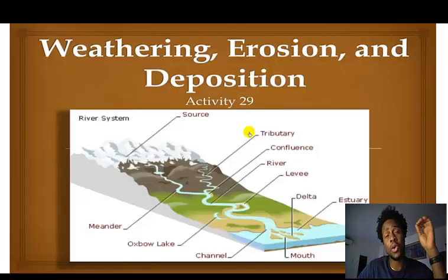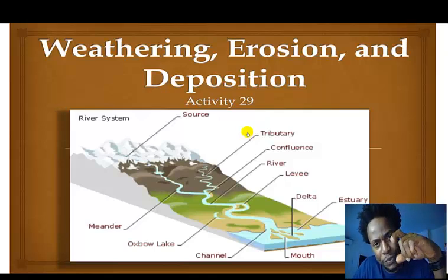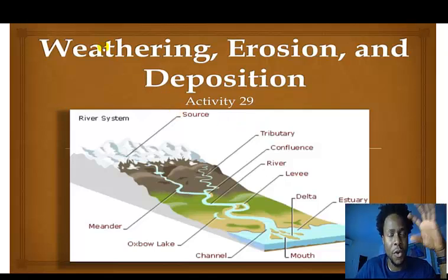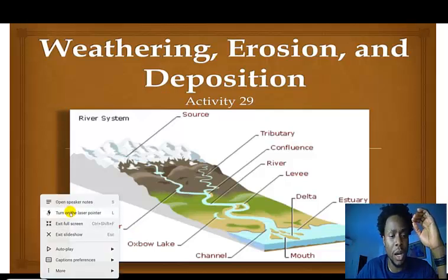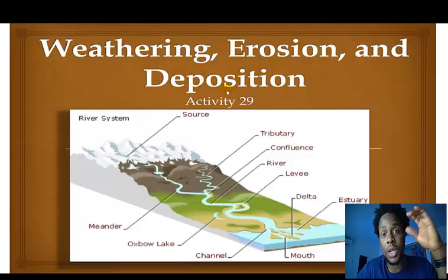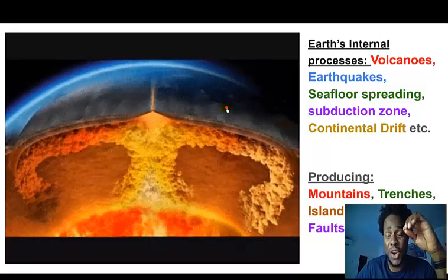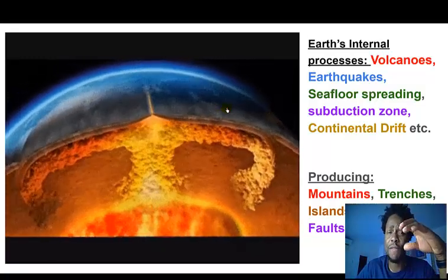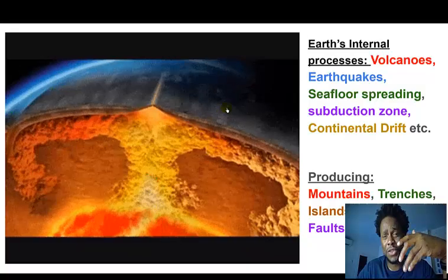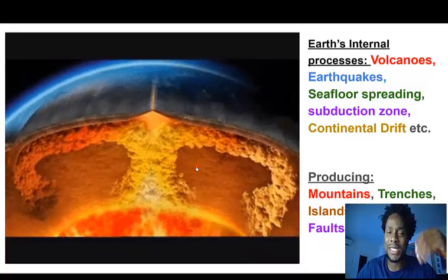This unit is going to be called W.E.D. W stands for weathering, E stands for erosion, and D stands for deposition. If you recall, in our last unit, Dynamic Earth, we discussed various layers of the Earth, things that are going on inside of the Earth.